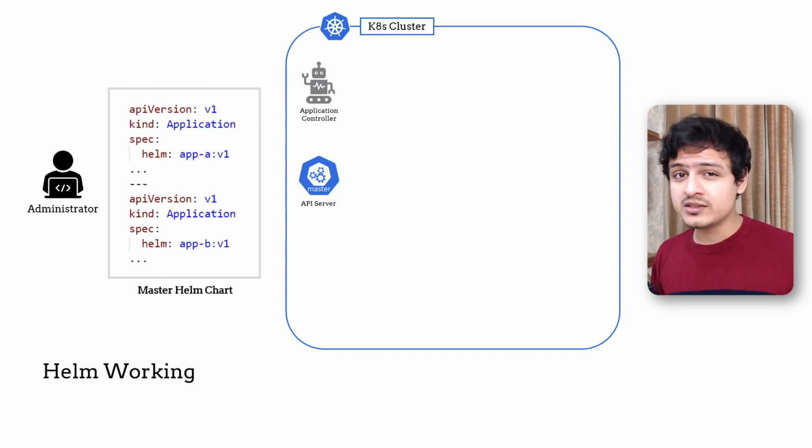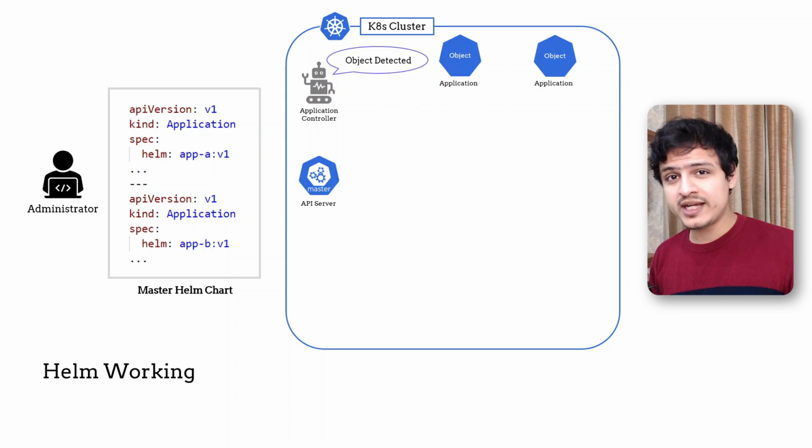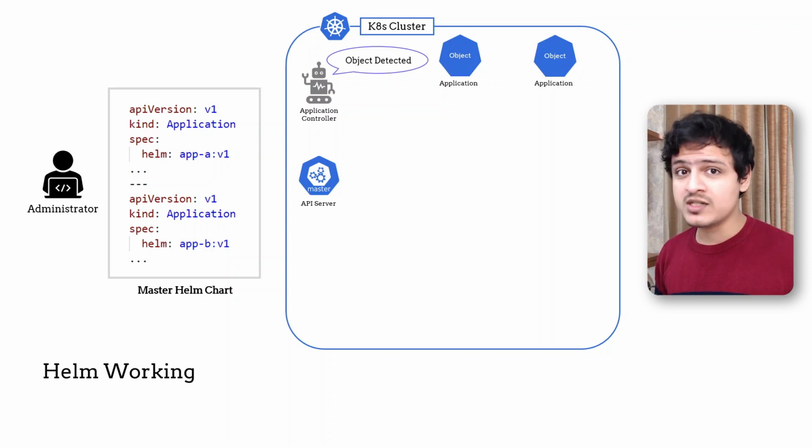So we can now create a master Helm chart whose sole purpose would be to install one application object for each app we want in our cluster. So if tomorrow I want to add a new app or remove an old one, I can simply make changes to this master Helm chart.